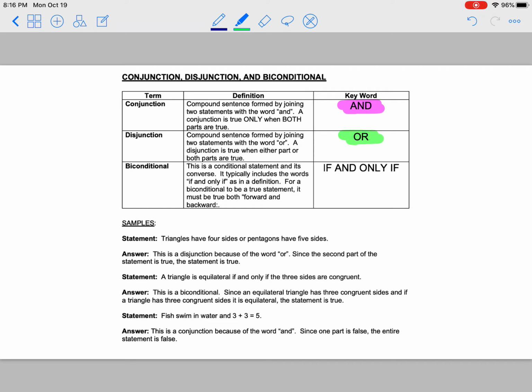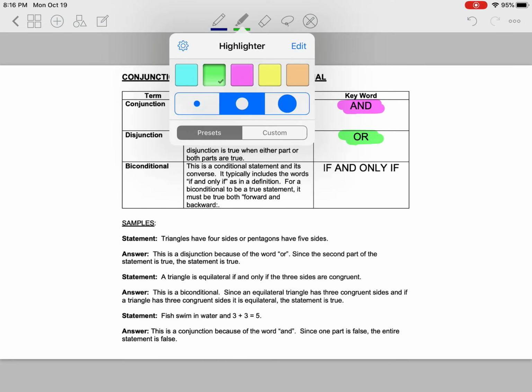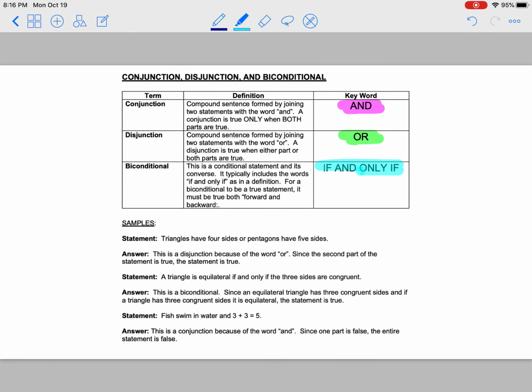The key word for disjunction is or. This happens or this happens. Only one of those parts has to be true, but they can both be true. But you have to have at least one being true. This could happen or this could happen. A biconditional is when we say if and only if between these. And for a biconditional to be true, it has to be true both forwards and backwards. And so we'll look at some of those examples down below.